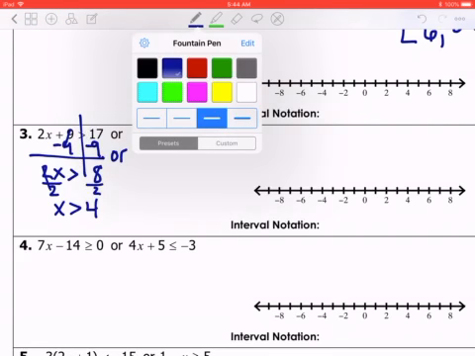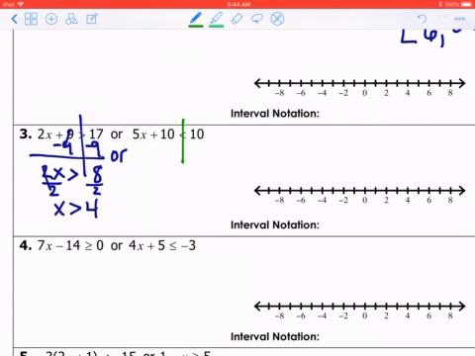I'm going to use a different color here. So now on this one I'm going to subtract 10. So I have 5x is less than, that's 0. Divide by 5. X is less than 0. So there are my two answers, all right?